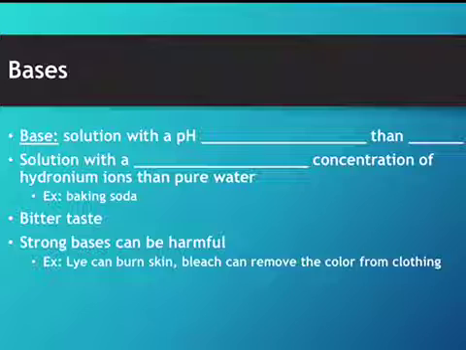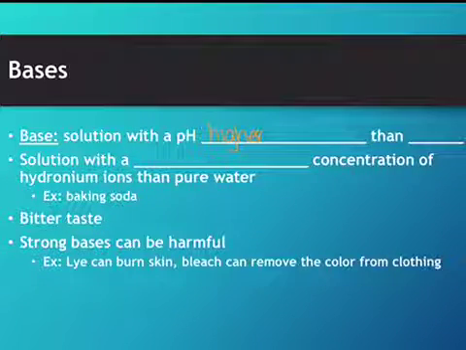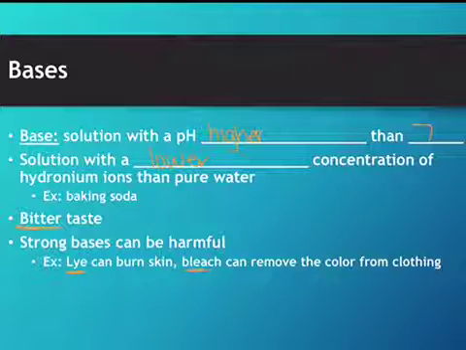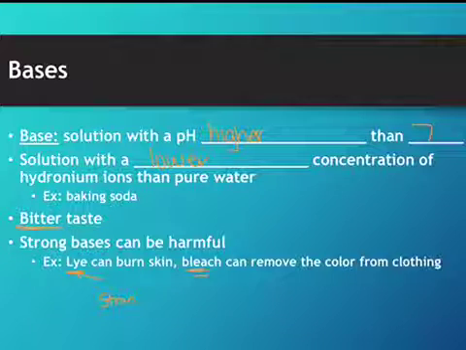Bases then are a solution with a pH higher than 7, and they have a lower concentration of hydronium ions than water. So an example would be baking soda. Baking soda is a base. Bases tend to have bitter tastes, and strong bases can also be harmful. Lye can burn skin. Bleach can remove the color from clothing, and both of these are strong bases.